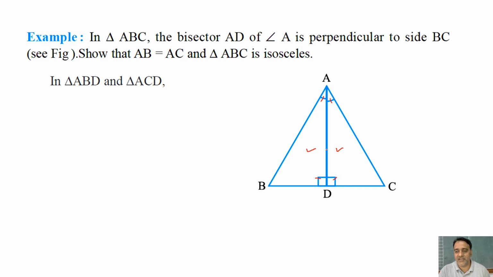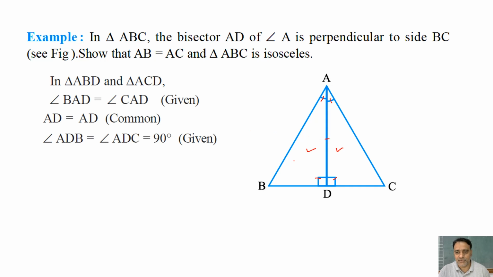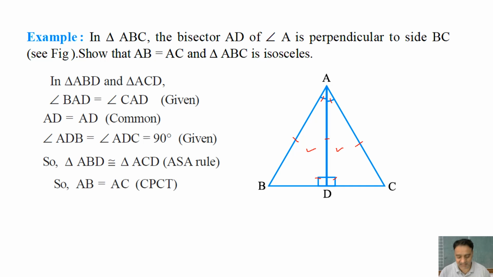And these two angles are equal. Each 90 degree. And this is common side. Okay. So these two triangles are congruent by which criteria? Angle side angle, ASA. If you write AAS, then also it is correct. So now this will imply AB is equal to AC. Why? CPCT. Hence, triangle ABC is an isosceles triangle.